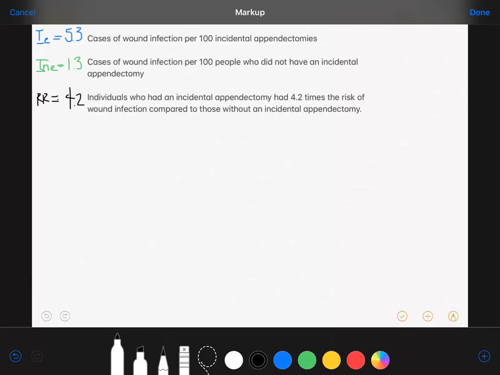Okay, so if we look at the data we had IE equals 5.3, INE equals 1.3, and RR equals 4.2. You can learn something very quickly by looking at our data. When IE is greater than INE, when the incidence in the exposed is bigger than the incidence in the not exposed, your relative risk is going to be greater than 1. That's because being exposed increases your likelihood of the health outcome.